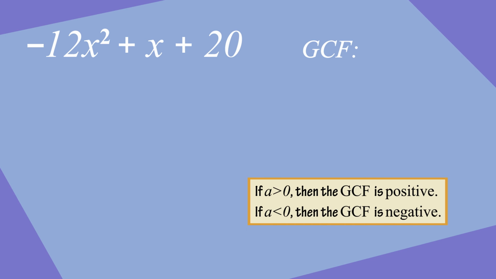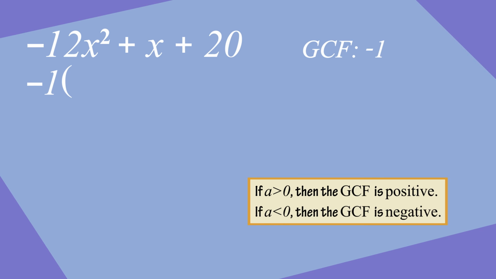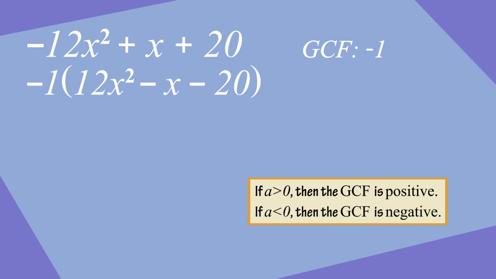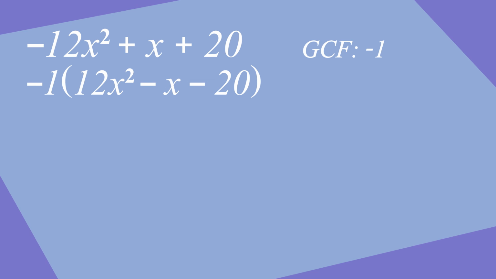The GCF of 12, 1, and 20 is 1, and because our a value is negative, the GCF for this polynomial is negative 1. Negative 1 times what would be our original problem? 12x squared minus 1x minus 20. Now we only look inside the parentheses to complete this problem. Pause the video and finish factoring.